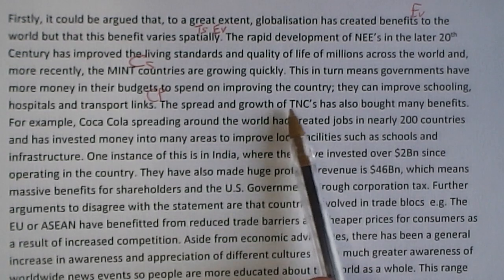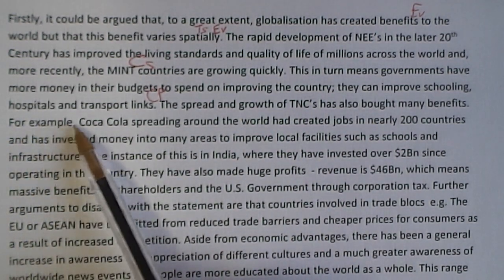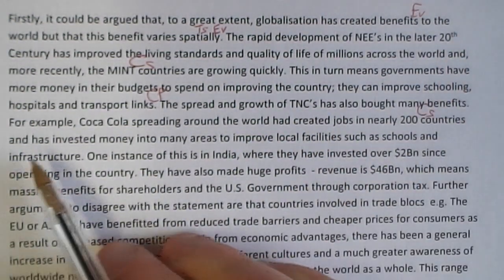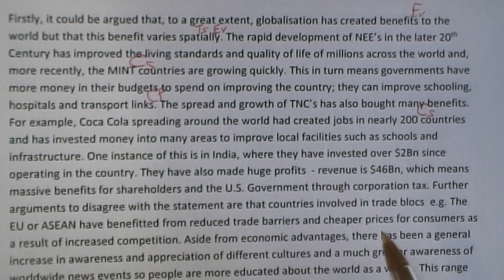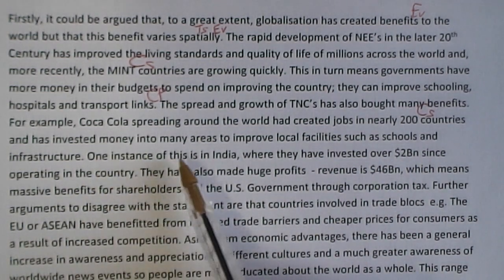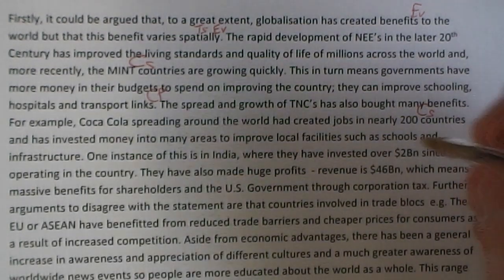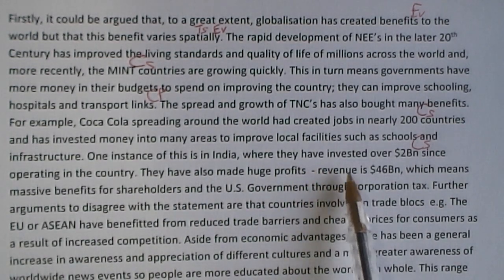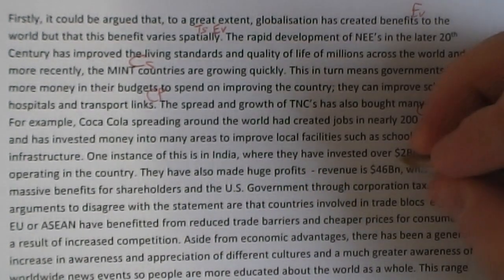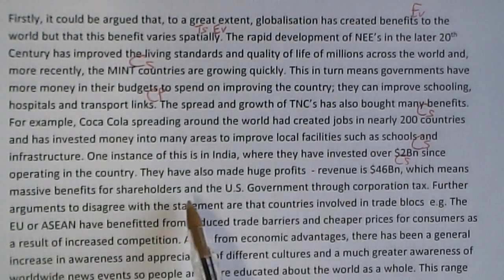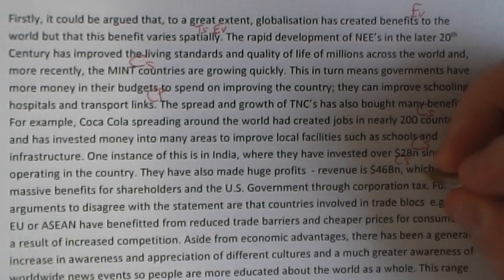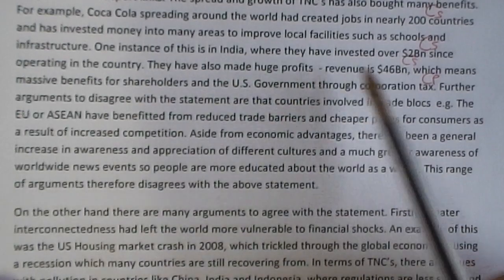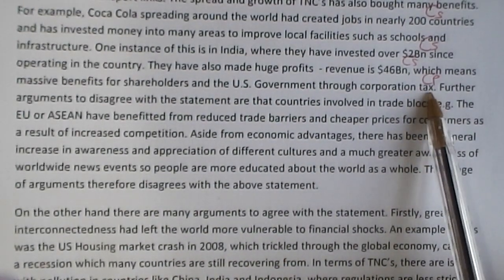The spread and growth of TNCs has also brought many benefits. For example, Coca-Cola spreading around the world has created jobs in nearly 200 countries, a bit of case study there, and has invested money into areas to improve local facilities such as schools and infrastructure. One instance of this is in India, where they've invested over $2 billion since operating in the country, so it's another great case study. They've also made huge profits. Revenue is $46 billion, more case study, which means massive benefits for shareholders and the US government through corporation tax. To really understand why having $46 billion revenue is a good thing, because they've explained it there, corporation tax being one of them, so that's CP again.